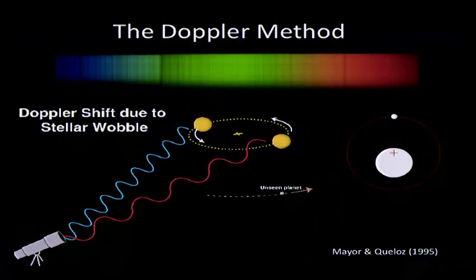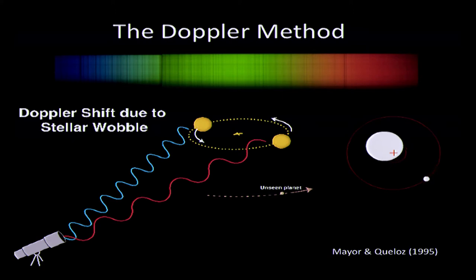So the first way that that's done, which is a little bit complicated, but you may be familiar with it because it's the technique that was first used and has been used for the last couple decades, is what's known as the Doppler method. And I'm going to go through this because I'm going to invoke these same physics to talk about atmospheres a little bit later, so pay attention.